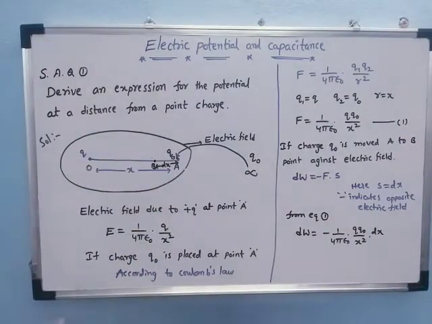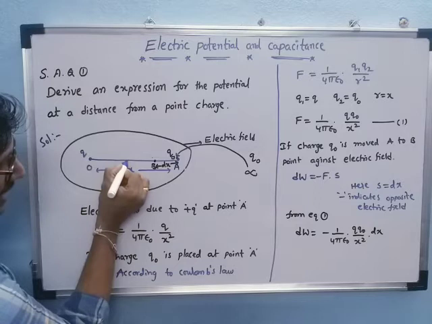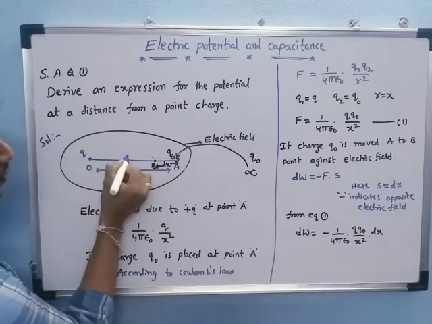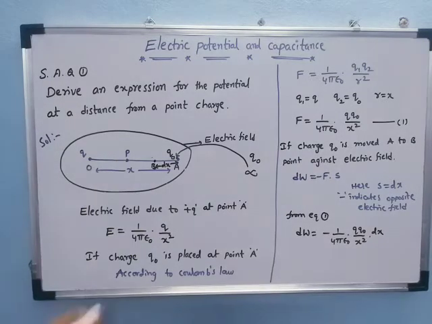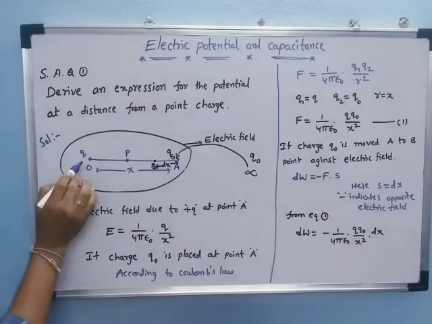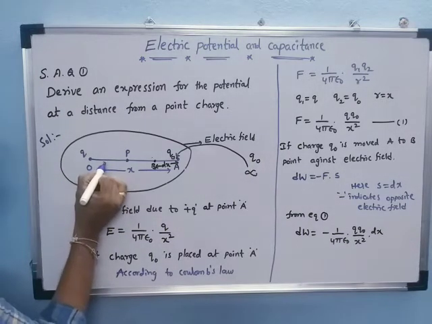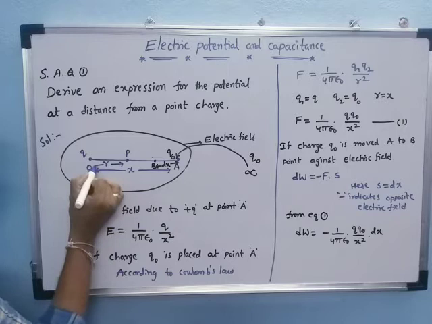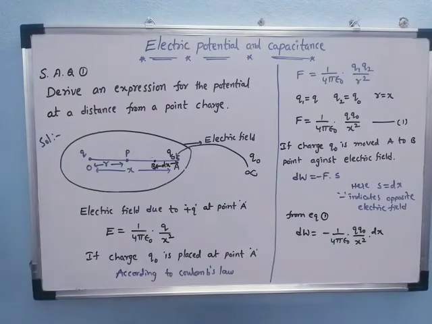But this charge q naught is not stopped at the B point, it is moving towards the direction of the P point. Up to where does it move? It is moving up to the P point, at a distance r from O. Now we can find out the total work done.